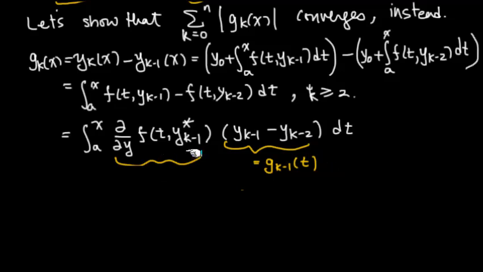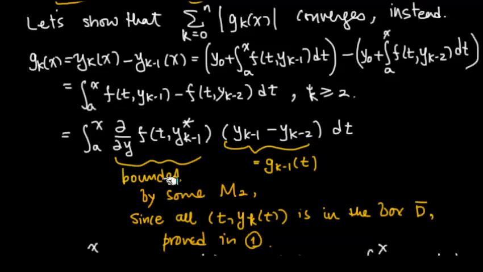And it's part of our hypothesis that this f has a continuous partial, so this one will always be bounded by some value, like m2. So it's bounded by some number m2, using that this t and yk minus 1 star is inside the box D bar, which has width beta and height 2 times r. It was proved in part 1 that if you do the Picard iteration, this point stays within the box, and this is exactly where we use that property. There are a couple of other spots later on where we use it, but this is the importance here.